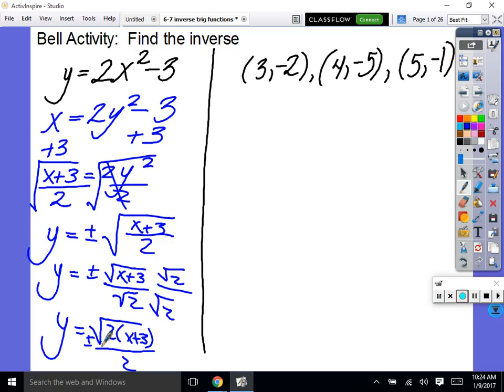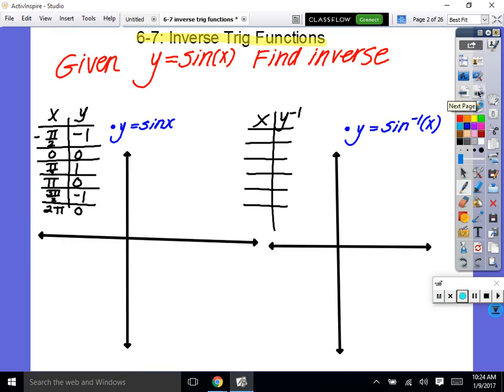Okay, so just a reminder of how to find an inverse this way. If you're given a set of x, y points, how do we find the inverse? Good, switch x and y. That will be the inverse. So this would be (negative 2, 3), (negative 5, 4), (negative 1, 5). Very good. That would be considered the inverse relation. The reason we did that is because we're going to be dealing with inverse trig functions today, and they work the same way. Inverses for all functions work the same.